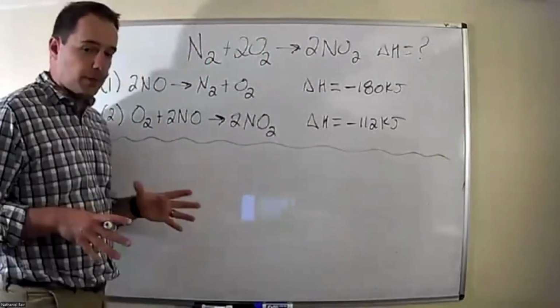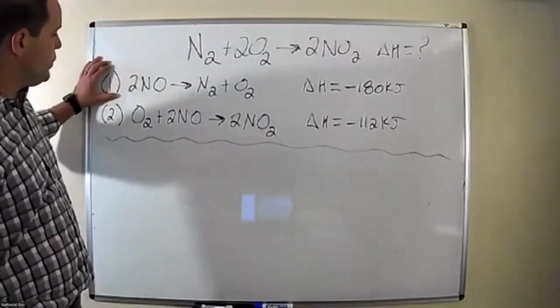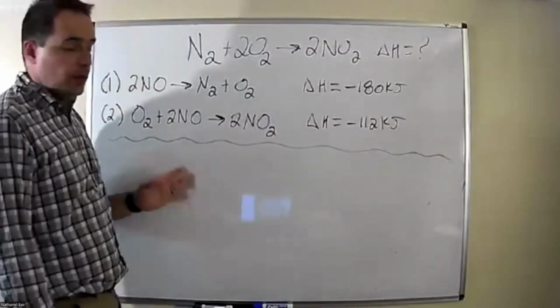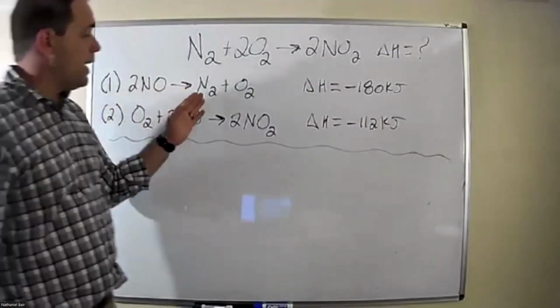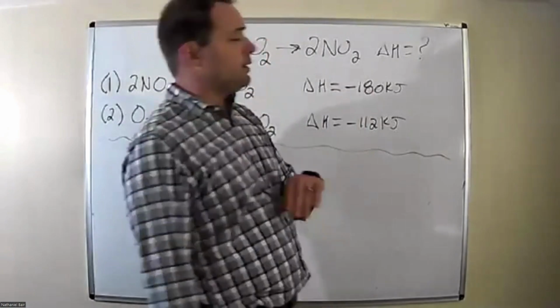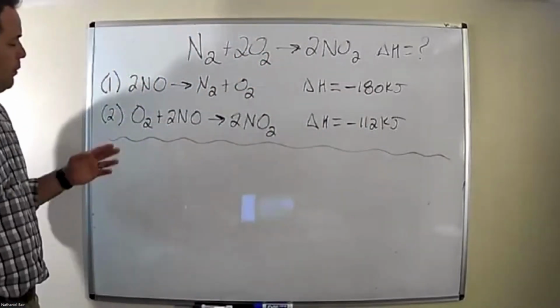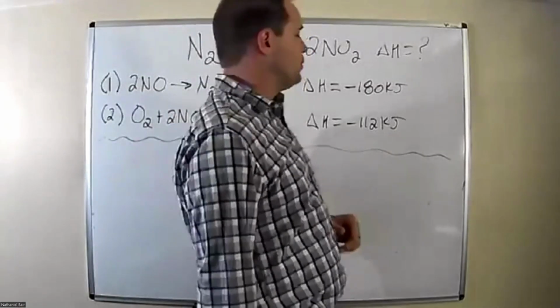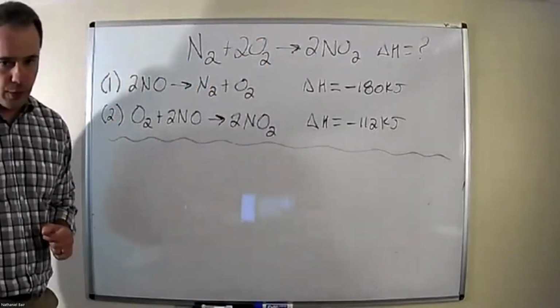So what we're going to do here is we have two reactions that somebody has already done, and we know the enthalpies for. We know this first one, 2 NOs goes to N2 plus O2. We know that releases 180 kilojoules per mole of energy. And we know O2 plus 2NO makes 2NO2 that also releases 112 kilojoules per mole of energy.